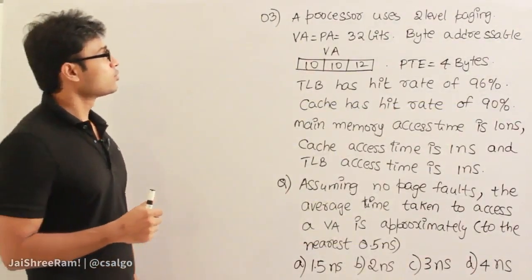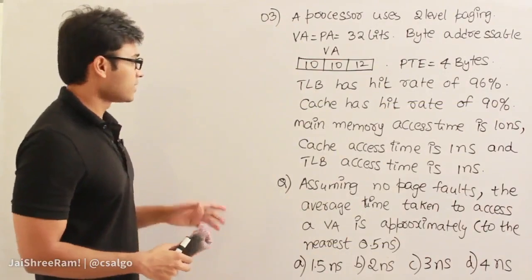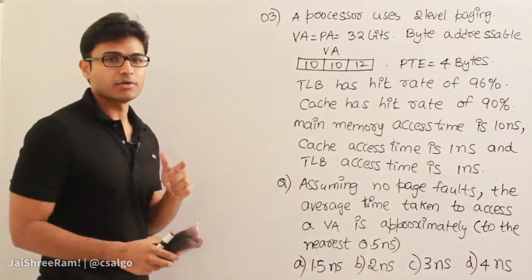A processor uses two-level paging. So see, this question is given in the GATE 2003 CS paper. You can look at that question.